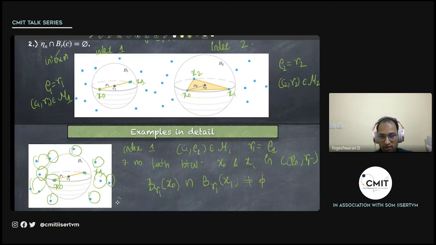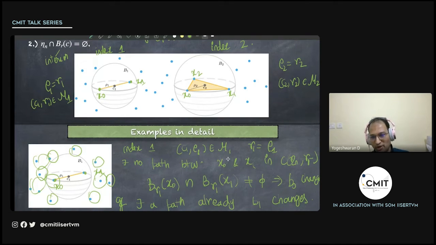So this implies B0 changes, which is the number of components. B0 was the number of components. If there exists a path already, B1 changes. Okay, this is the point that's happening. By putting these two balls, by connecting these 2 points at R1, either you are creating a path between the 2 points or you are creating a cycle. So either B0 is changing or B1 is changing. Okay, that is all. This is exactly what's happening.